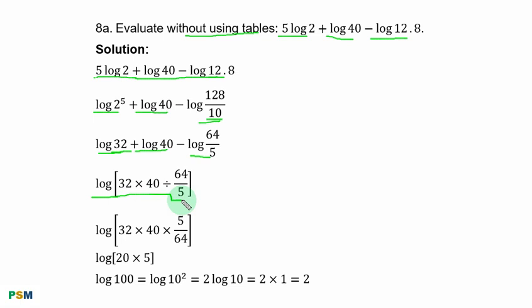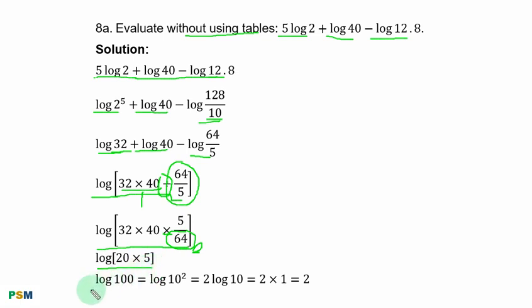When dividing fractions, you can write this as over 1. The division sign changes to multiplication. The fraction at the right side of the sign is inverted. Hence, you have this result. If you divide 32 by itself, you have 1. Divide 64 by 32, you have 2. Divide 40 by 2, you have 20 times 5 in this form.